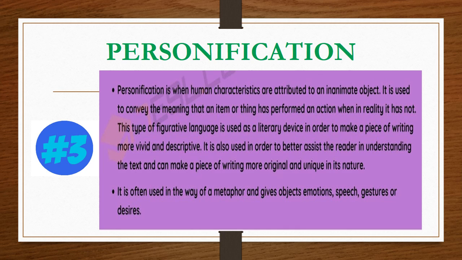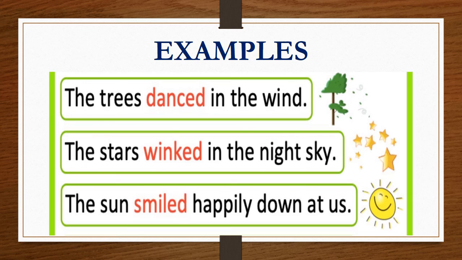It is often used in the way of a metaphor and gives objects emotions, speech, gestures, or desires. Examples: The trees danced in the wind. The stars winked in the night sky. The sun smiled happily down at us.